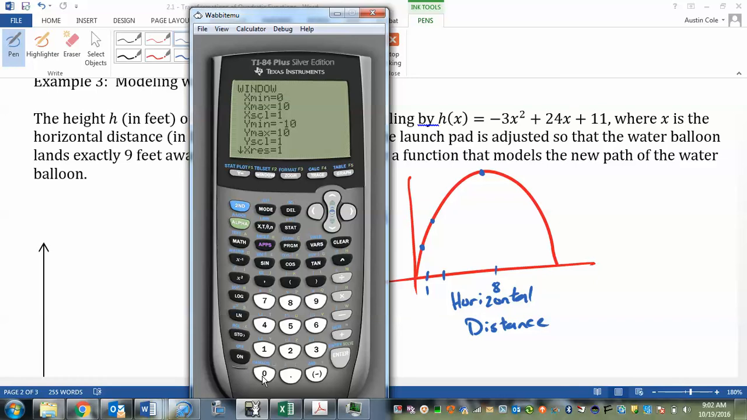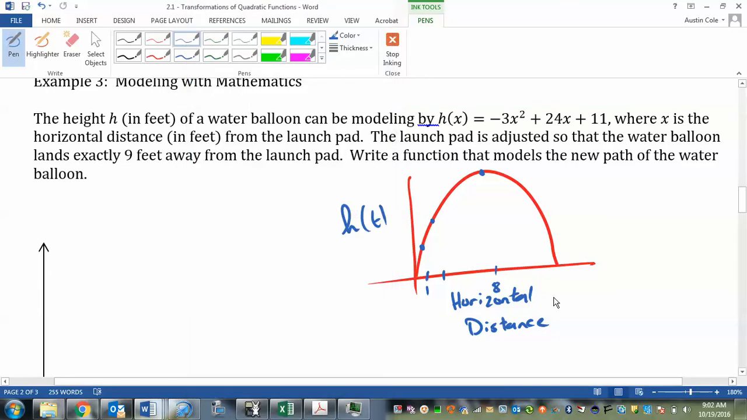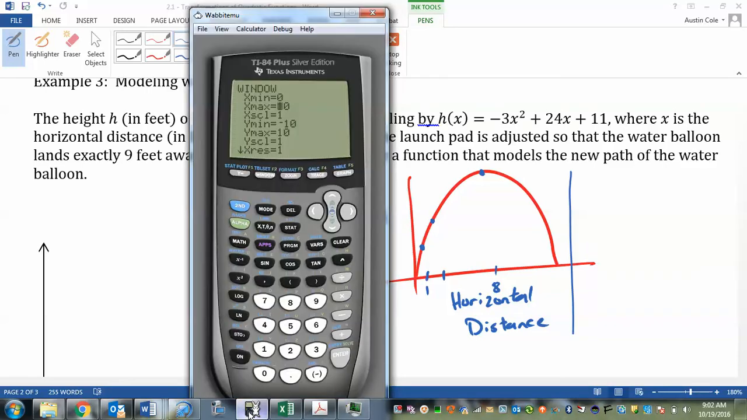Now, what's our x max? Meaning, our x value is right here, our x part of the graph. Okay? What is the highest x value we want to look at? Now, don't trust these numbers. These aren't right. I think in the problem it says we want to adjust it so it goes to 9. So let's pick 9. And actually, I'm just going to keep it at 10. 9 is close to 10.